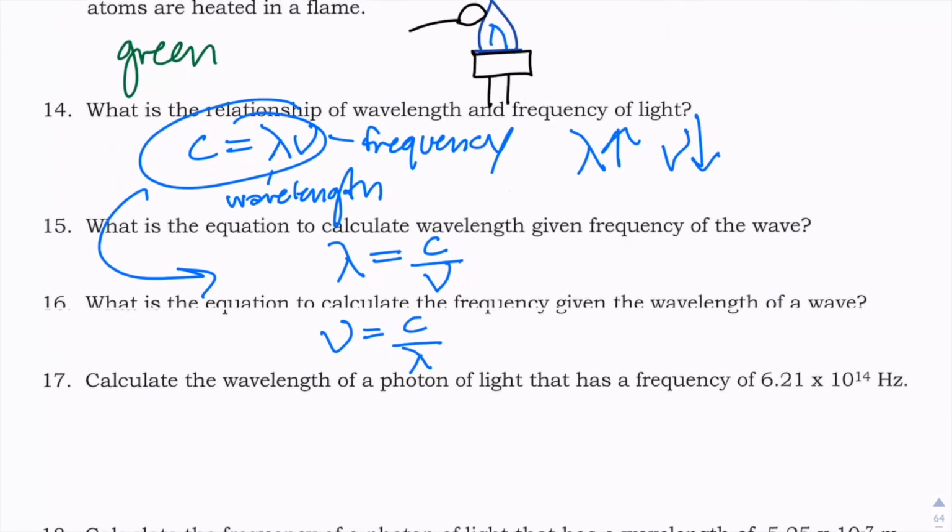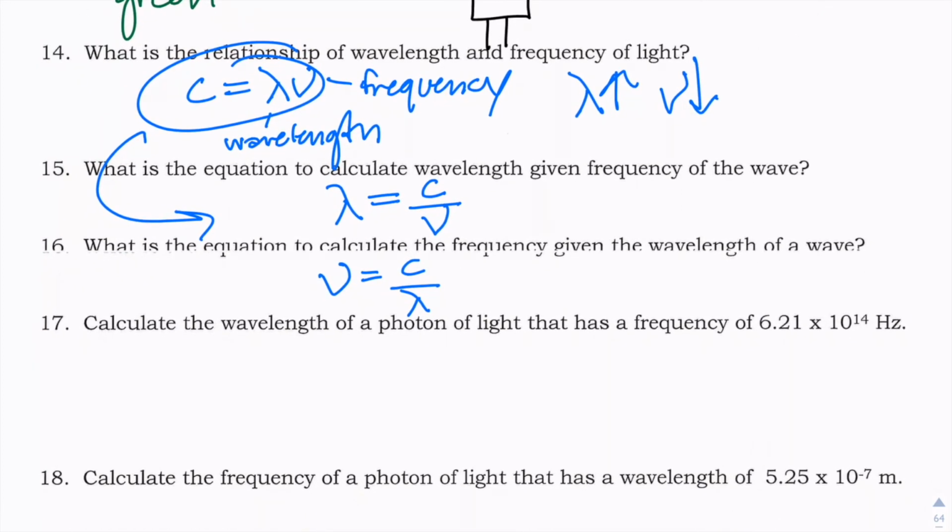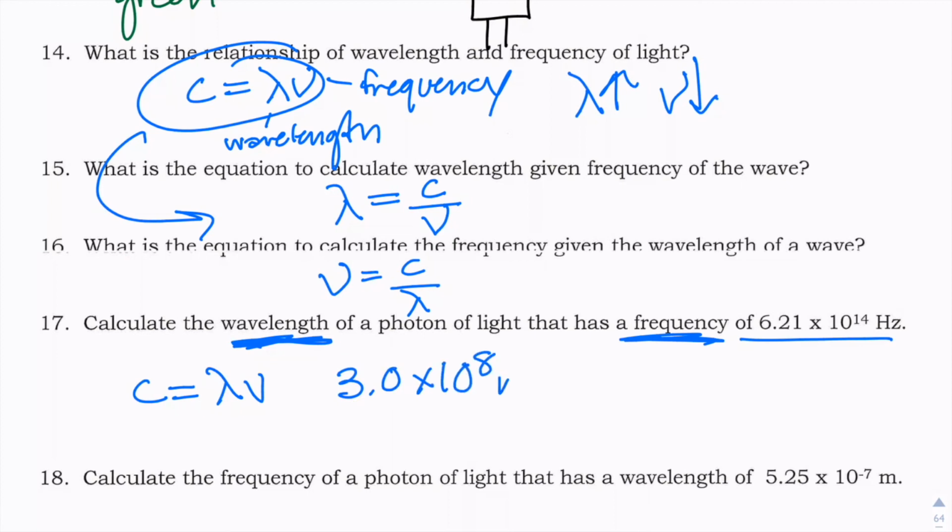Just algebra. Okay, so calculate the wavelength of a photon of light that has a frequency of 6.21 times 10 to the 14th hertz. So we know frequency, and we want wavelength. So you have to use an equation that has those two things. So here's our equation. And we have 3 times 10 to the 8th meters per second. Your wavelength, we don't know. And your frequency is given in the problem.